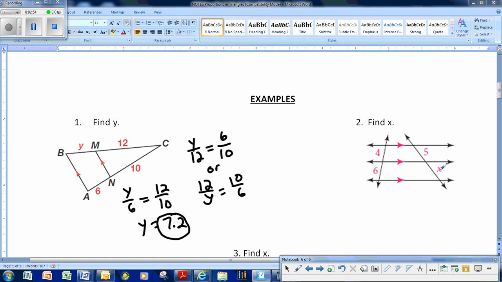This next example is the three parallel line rule. So we have three parallel lines intersected by two transversals. So that means the transversals are now split into proportional lengths. So my proportion here would be 4 over 6 equals 5 over x. And I can cross multiply and get my answer for x would be 7.5.